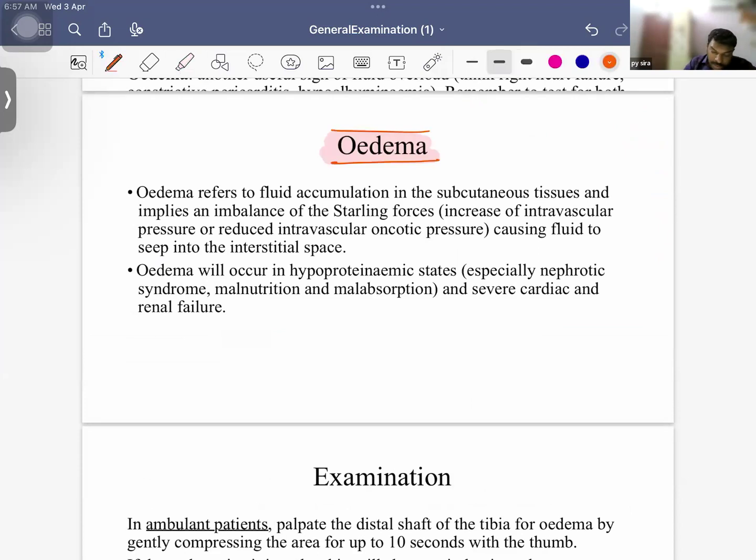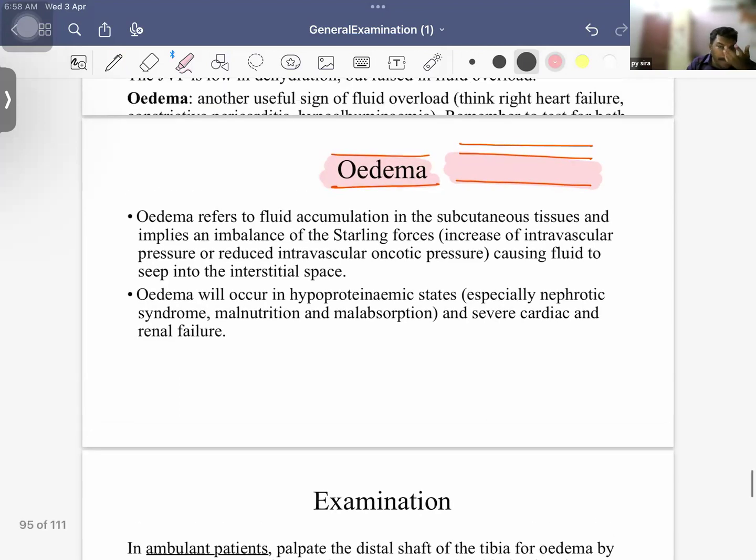So this is the skin, then the subcutaneous tissue, and you have an interstitial interface. In the interstitial interface there is going to be accumulation of fluid. So where will you get edema? Edema can occur in 3 places.